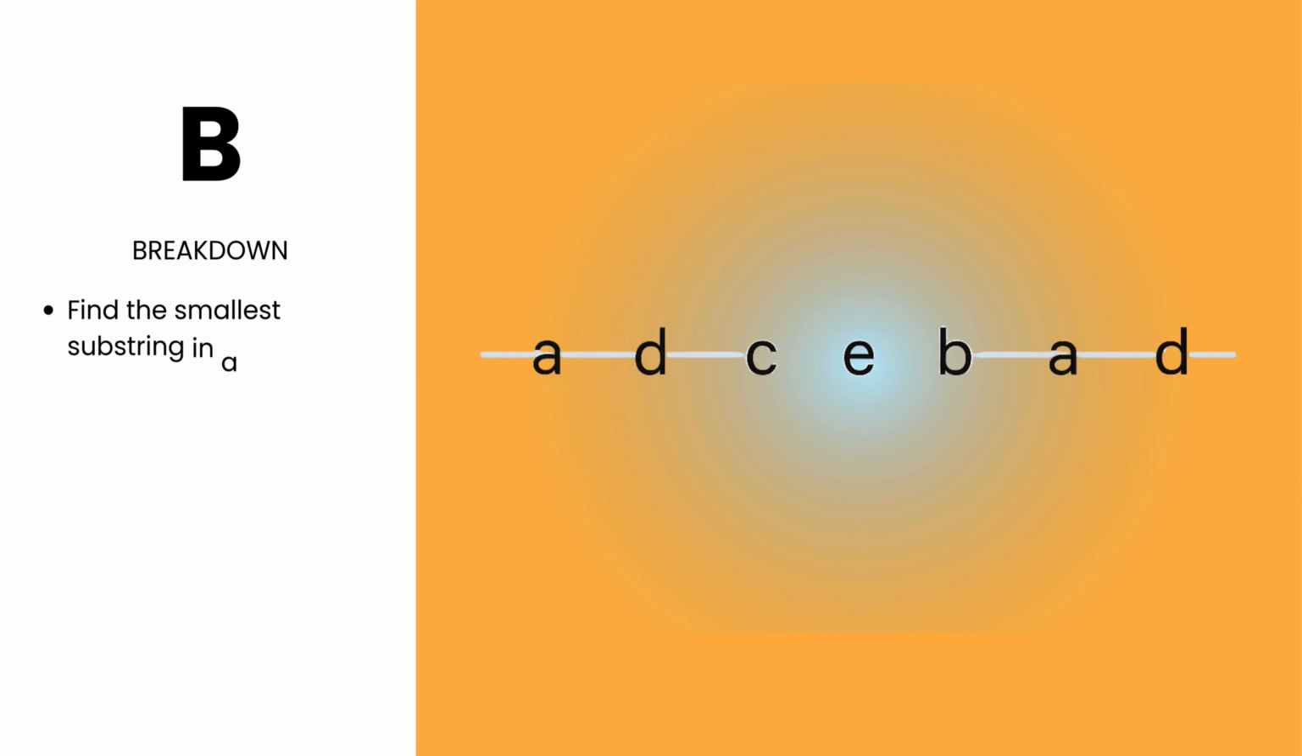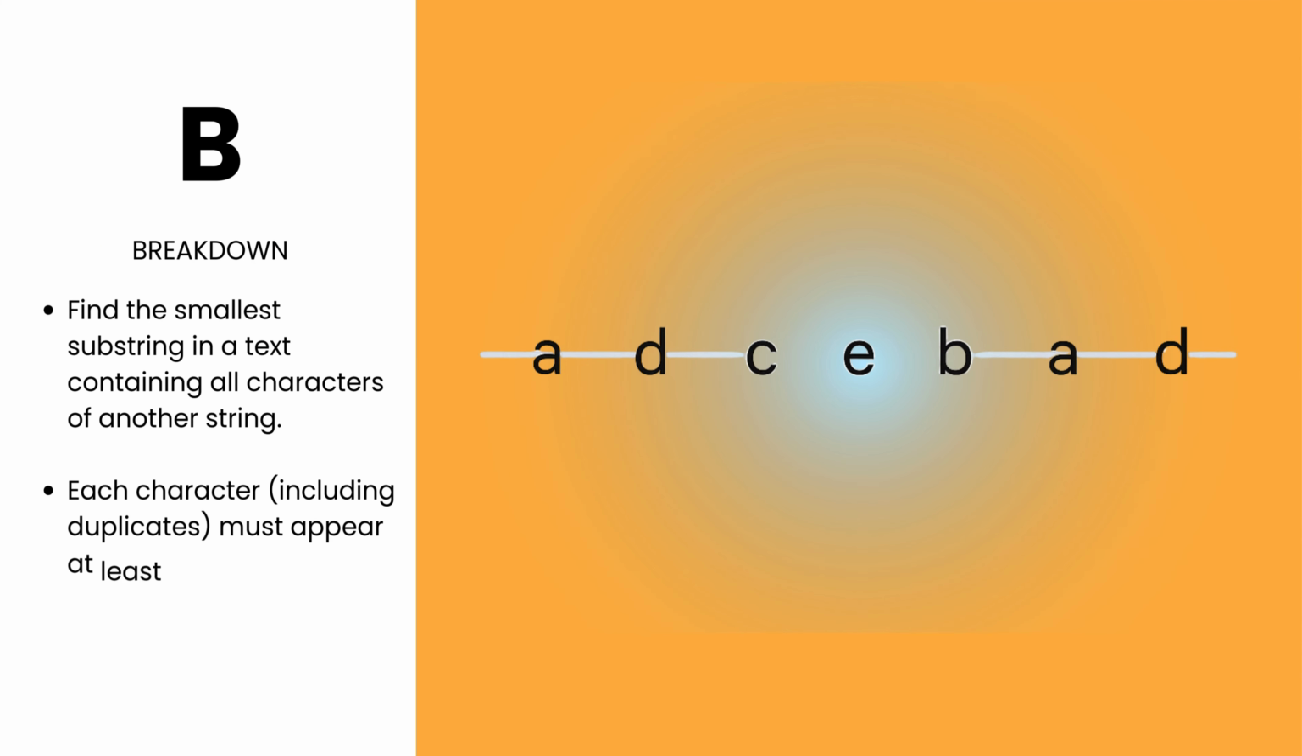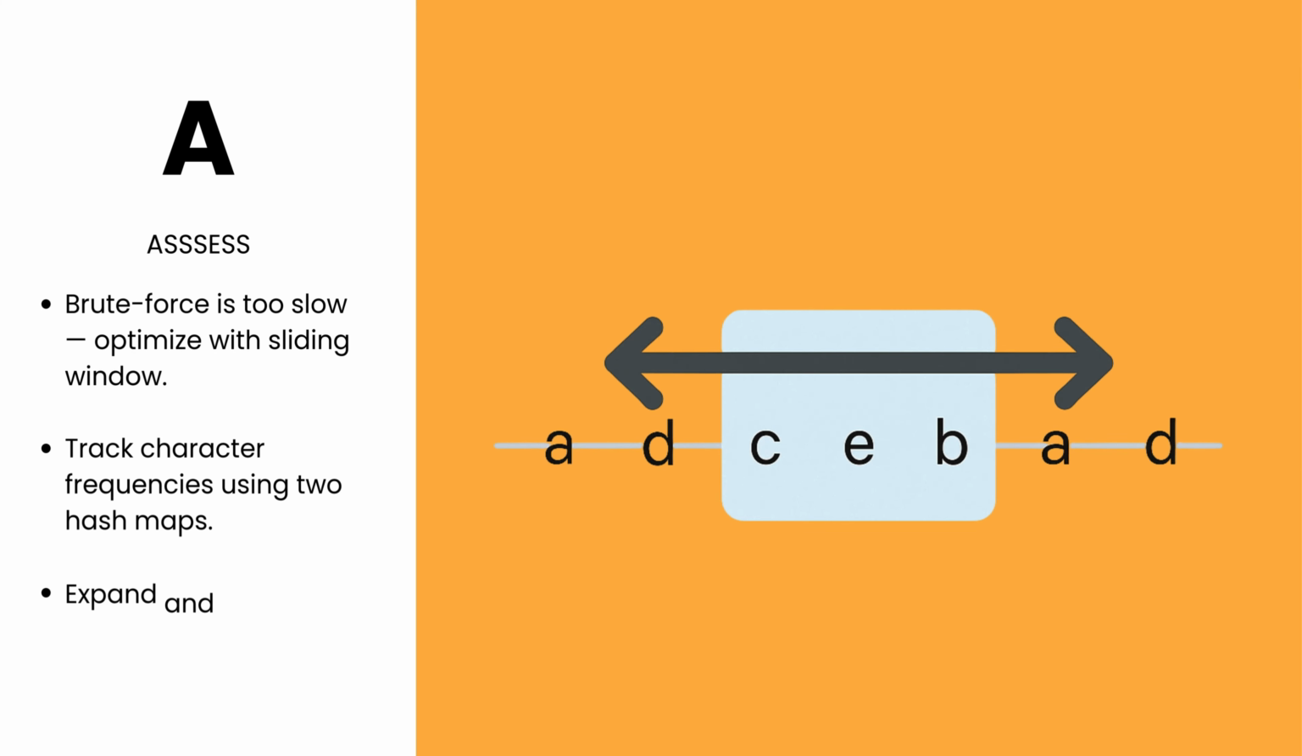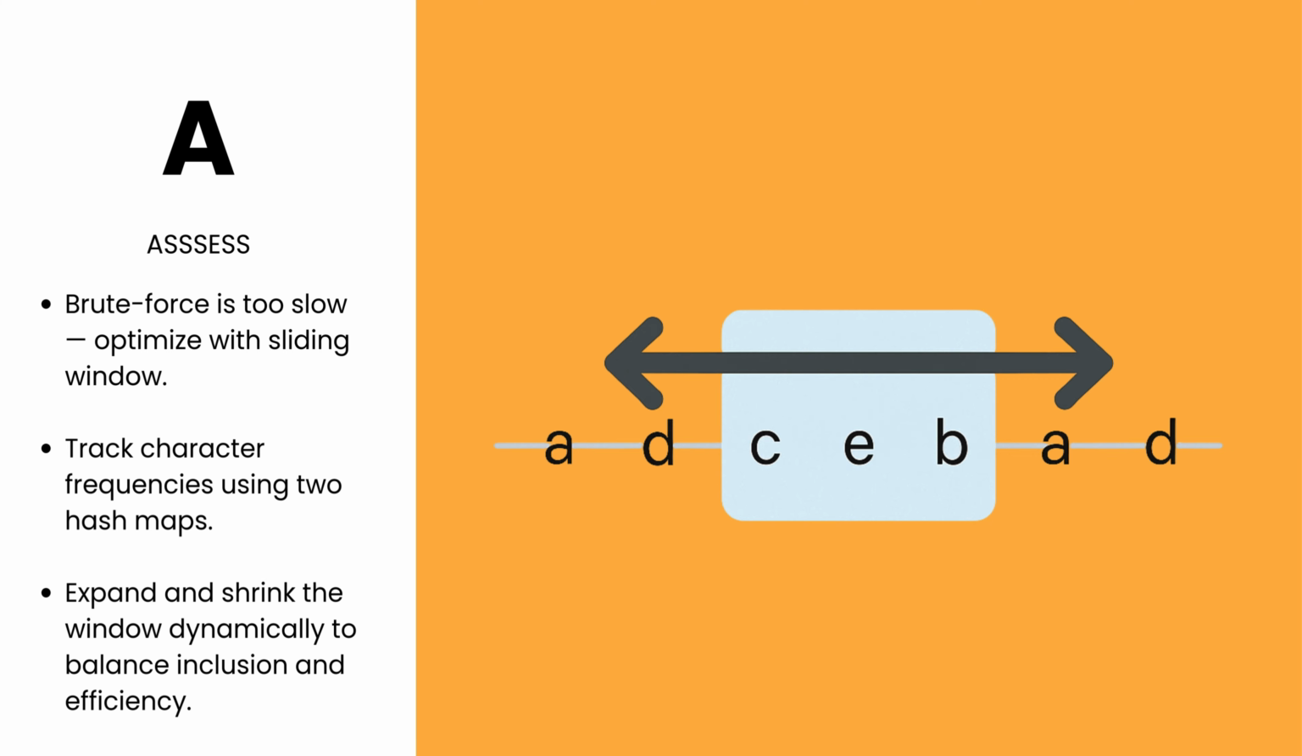We started with the challenge: given two strings, find the smallest substring in the main text that contains all characters from the target, including duplicates. It's like locating the most compact snippet that covers every key requirement. We compared approaches and saw why brute force quickly becomes unmanageable. Checking every substring is simply too slow.